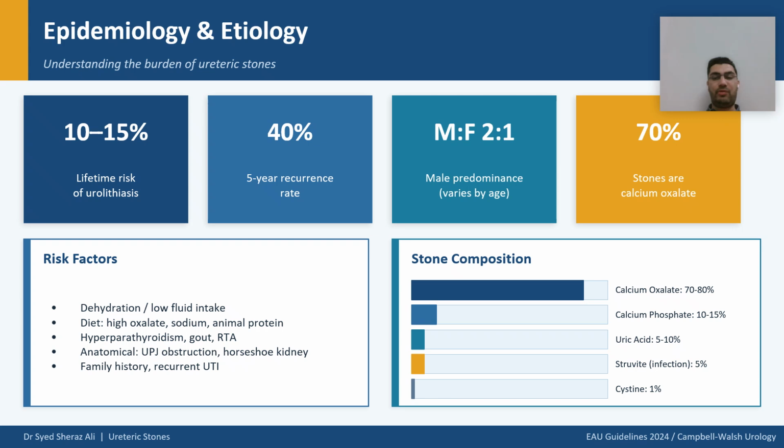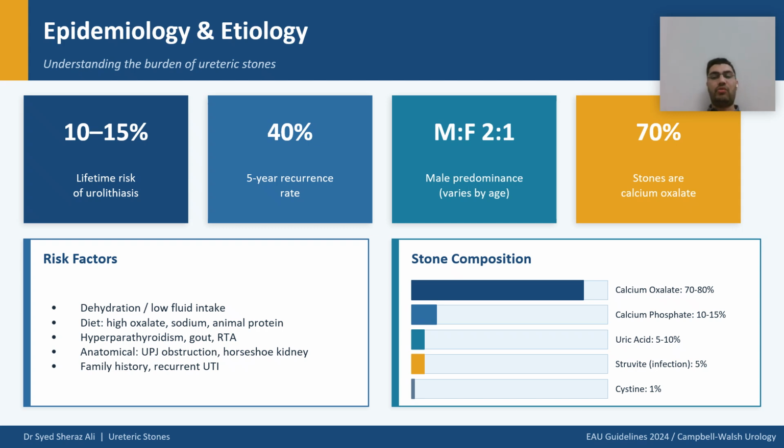In terms of stone composition, calcium oxalate is by far the most common type, accounting for 70 to 80% of all stones. This is followed by calcium phosphate, uric acid, struvite, also known as infectious or triple phosphate stones, and the rare cystine stones.